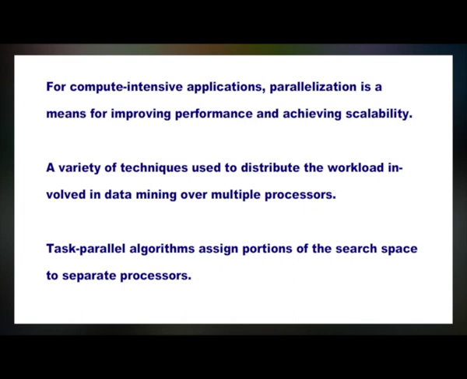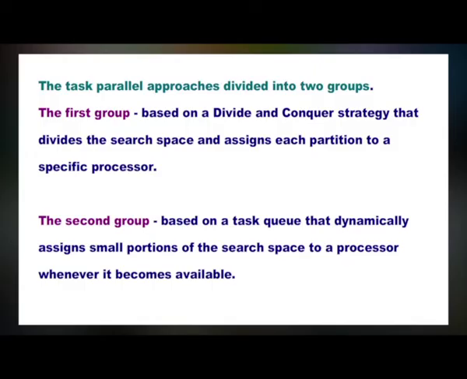A variety of techniques are used to distribute the workload involved in data mining over multiple processes. The task parallel algorithms assign portions of the search space to separate processes, so that all the processes can work together at the same time. This task parallel approach is divided into two groups. The first group is based on a divide and conquer strategy that will divide the search space and assign each partition to a specific processor. On the other hand, the second group is based on a task queue that dynamically assigns small portions of the search space to a processor whenever it becomes available.